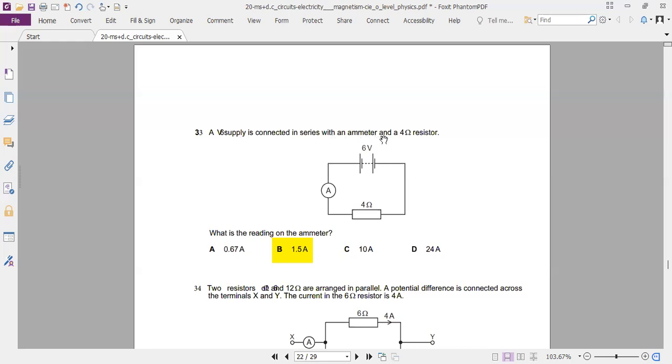6 volts in series with 4 ohms. The current will be 6 divided by 4, 1.5.